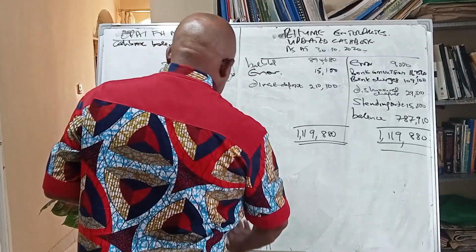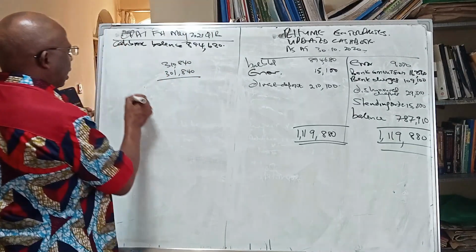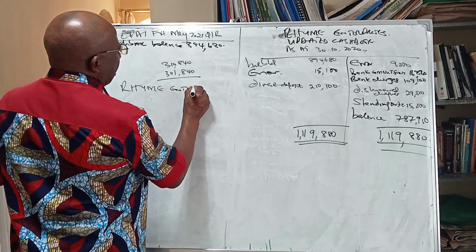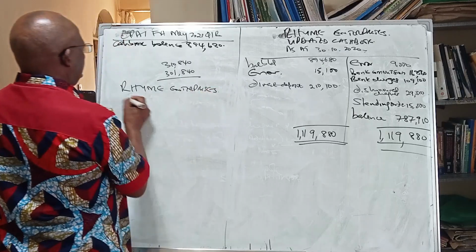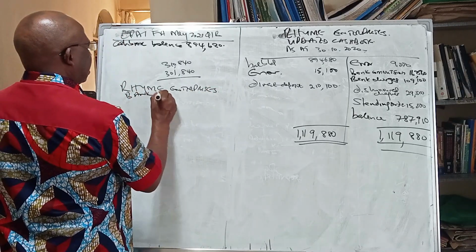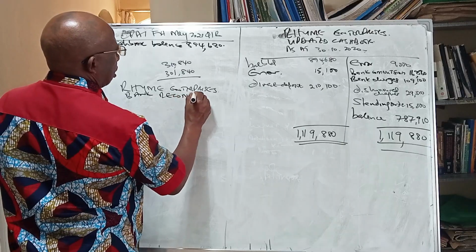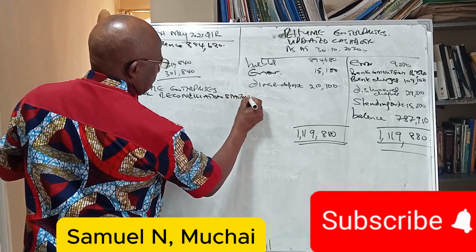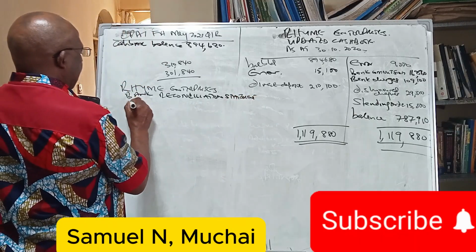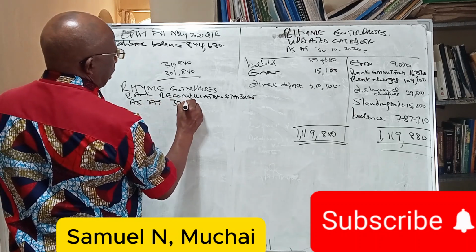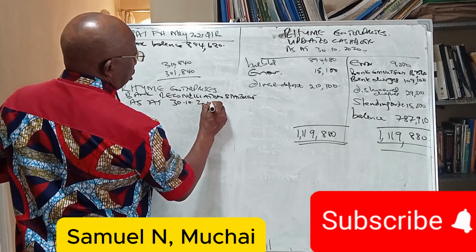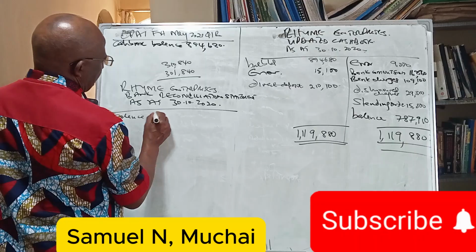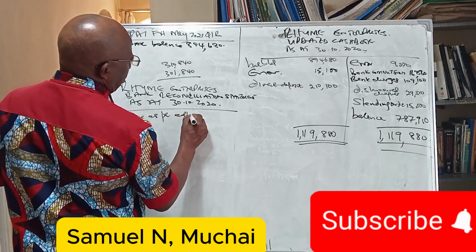And therefore, we can say now, let's use this side and say Line Enterprises bank reconciliation statement as at 30th of October 2020, we say balance as per adjusted cash book.